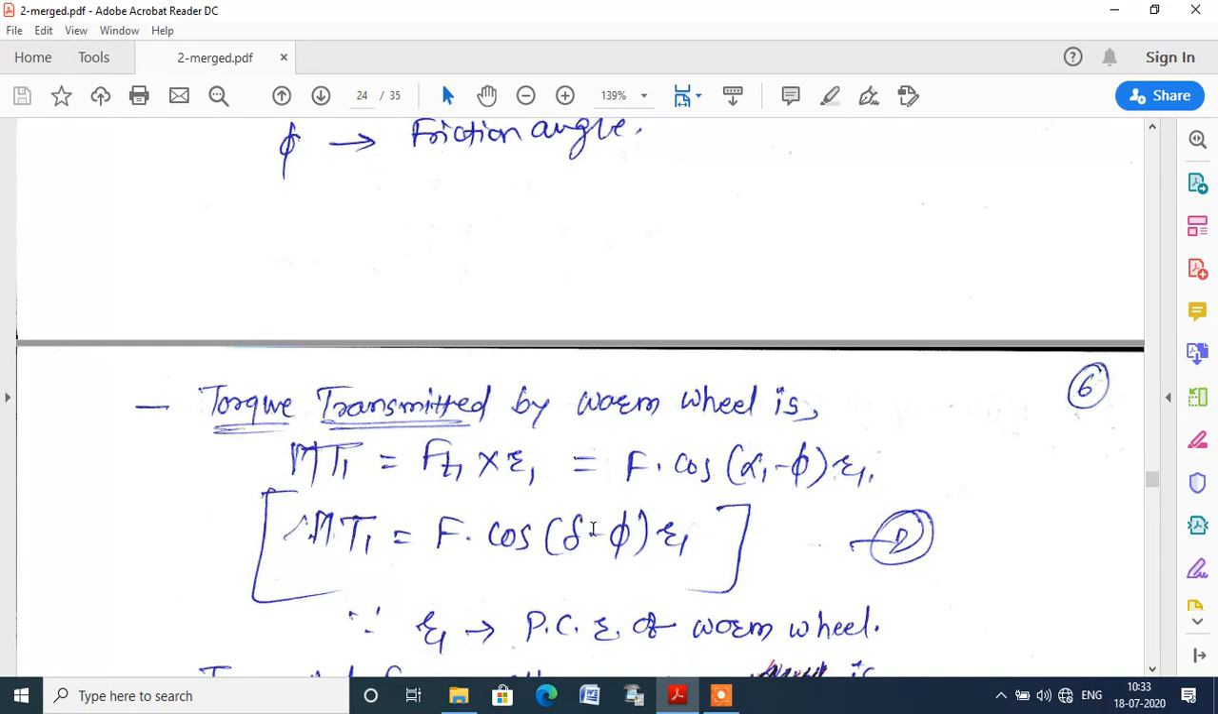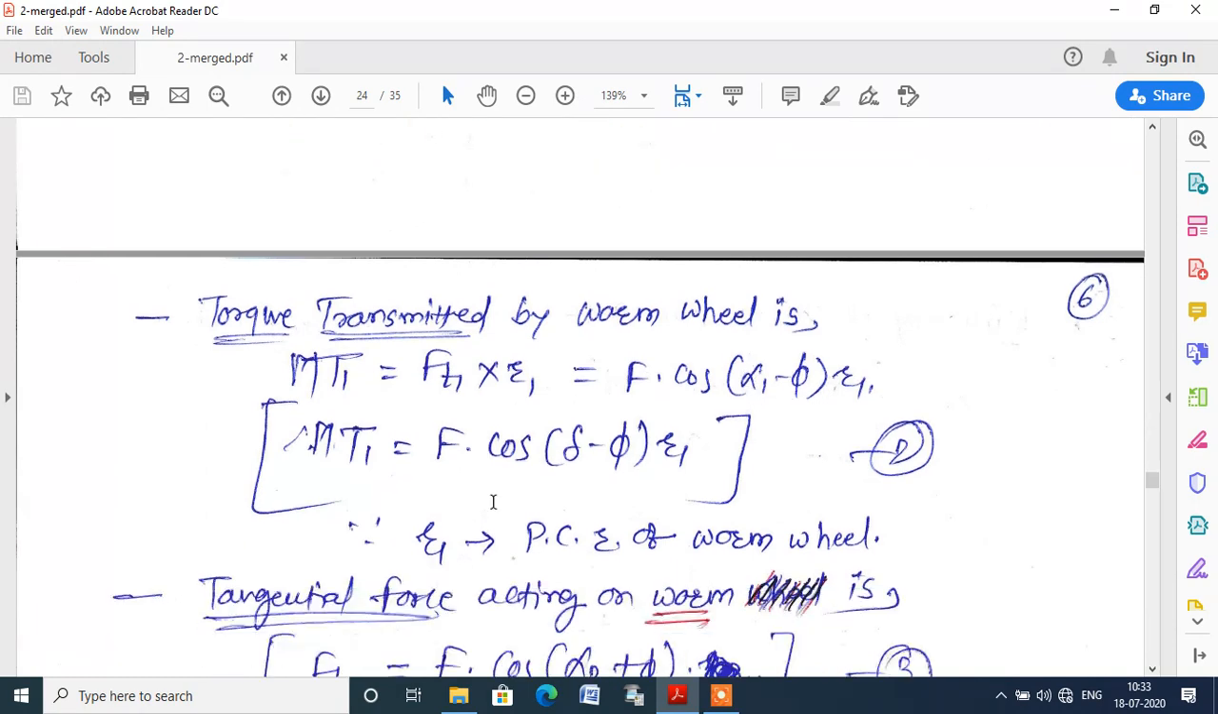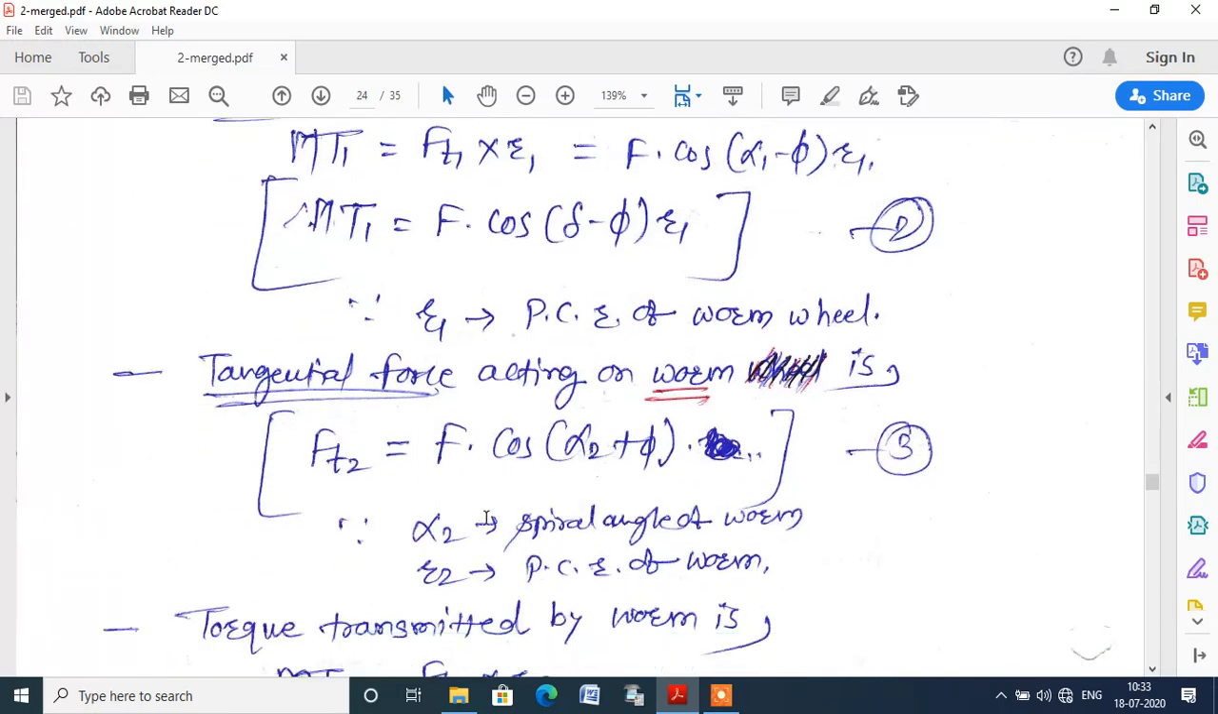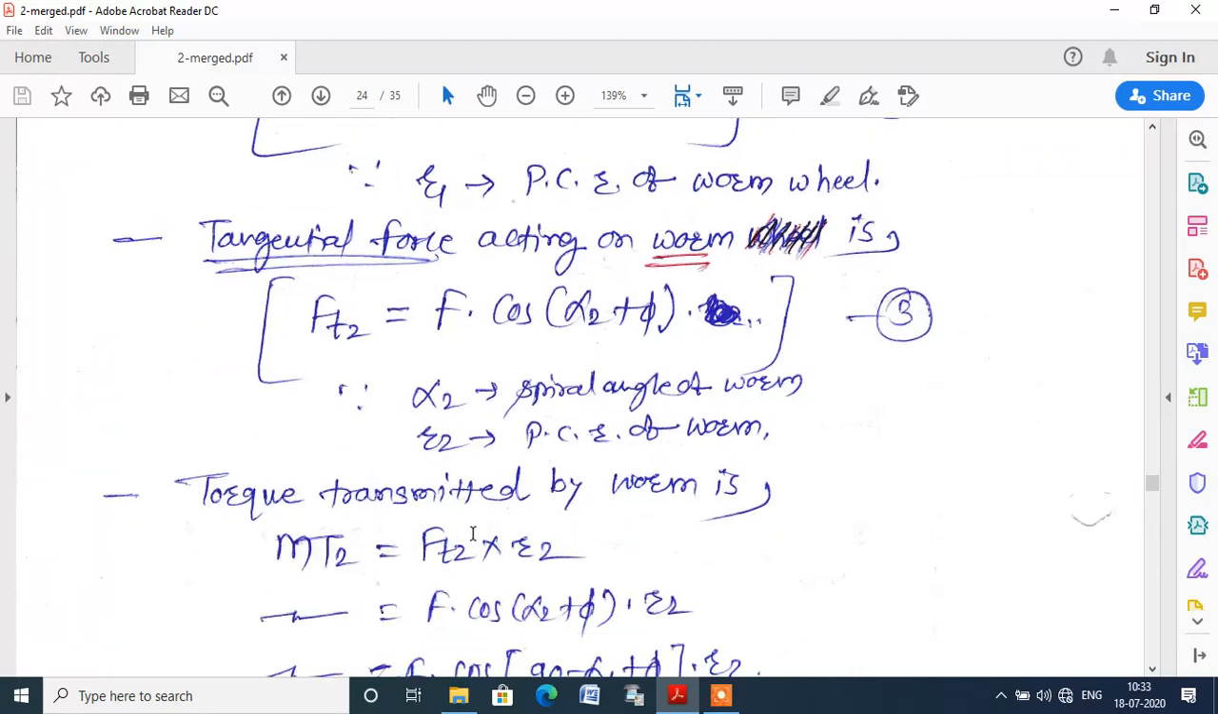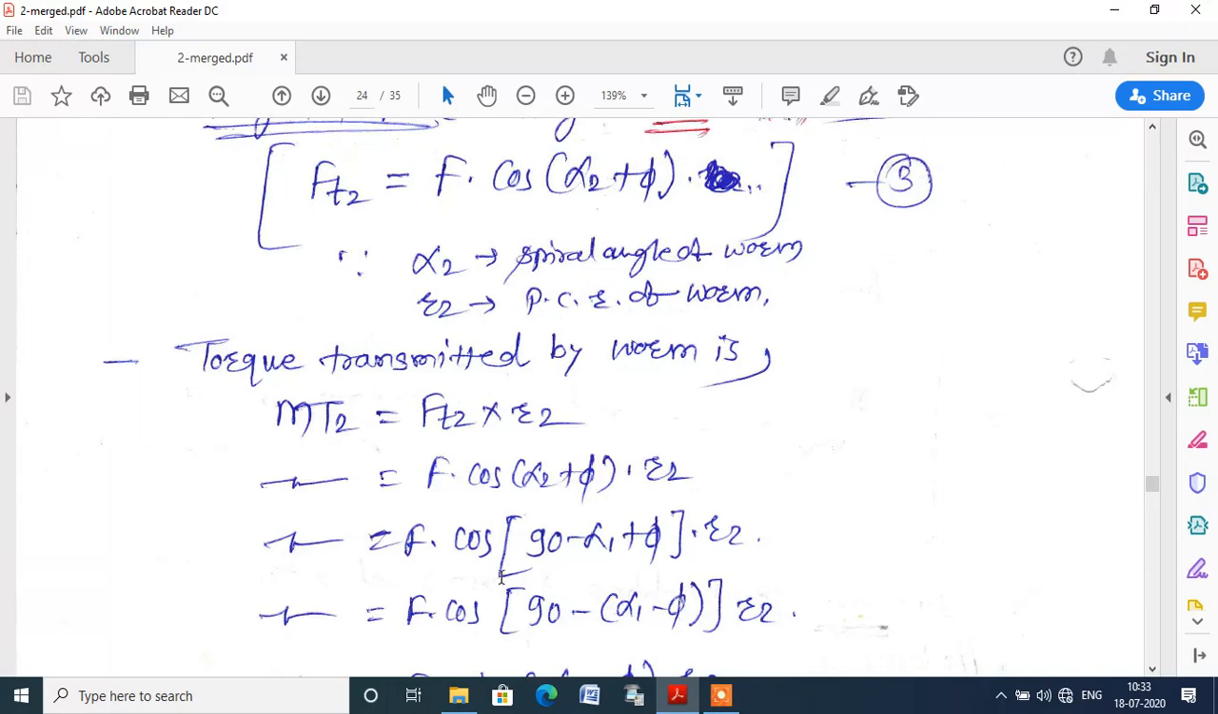Here alpha 1 is nothing but theta. So Ft1 equals F cos (theta minus phi) into R1. Then the tangential force acting on the worm is Ft2 equal to F cos (alpha 2 plus phi). Putting this Ft2 into R2, we get F into cos (alpha 2 plus phi) into R2.